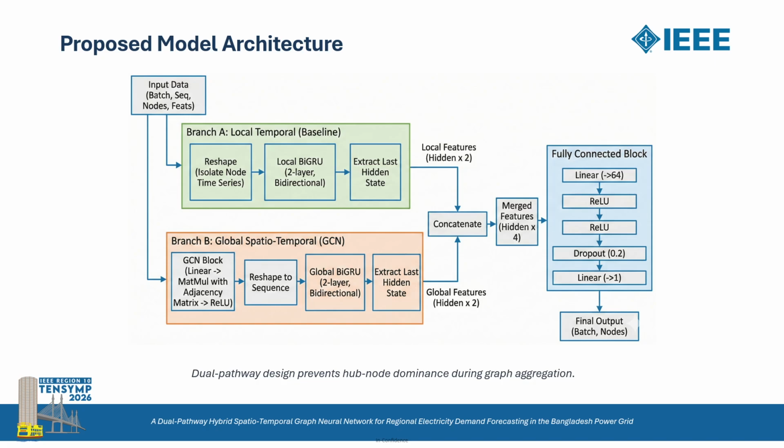Now, here is the key idea: the region is split into two branches. By keeping the local history in a separate protected pathway, we prevent the dominant central hub Dhaka from overwhelming the small peripheral regions during the aggregation. In plain terms, the large capital region can no longer drown out the small edge regions. The two branches are then concatenated, and a fully connected block learns how much to weight local versus global information, adapting to where each region sits in the network.